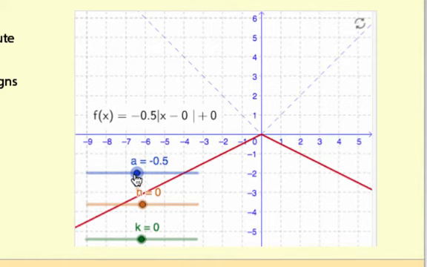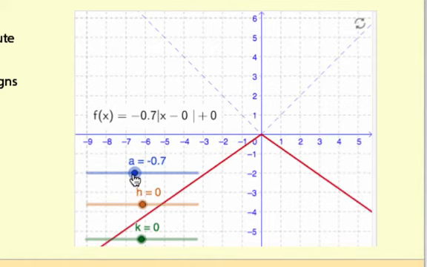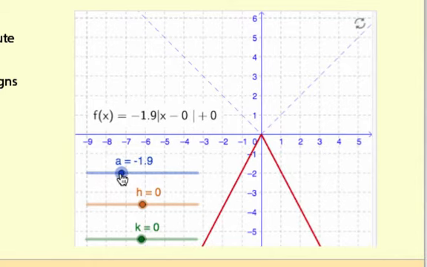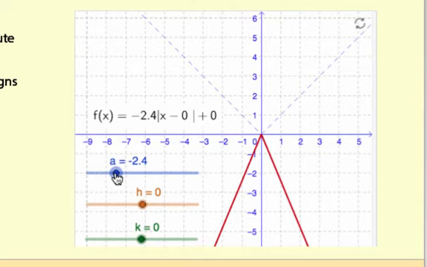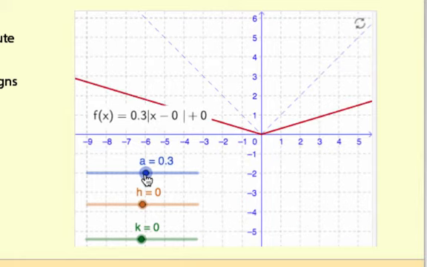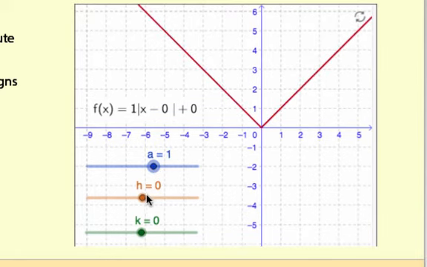Now, not only am I vertically stretching or shrinking, but I'm also reflecting. So when you have a negative a value, that's a reflection. And look at this one, this is a vertical reflection and a vertical stretch by 2.3 right now. If I move back to, say, this position here, that is simply a vertical shrink by a factor of 0.3. Okay, I'll put that back.